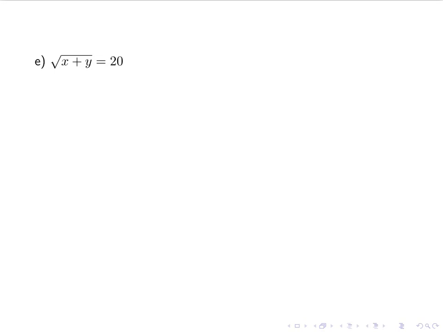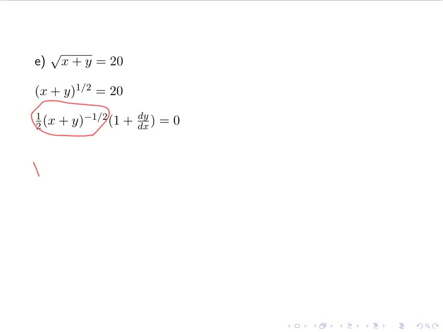So let's try another one. The square root of x plus y equals 20. First thing I want to do is change that square root so that it's in the power rule form, so x plus y to the 1/2. And then when I differentiate, I have the chain rule outside, so u to the 1/2. So I bring down the 1/2 and then take u, which is x plus y, to the negative 1/2. So here is my u to the n minus 1. And then here is my u prime.